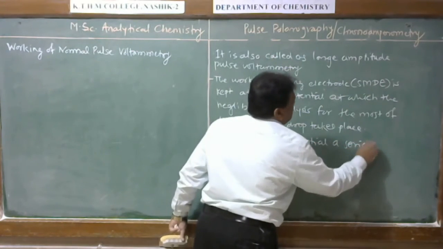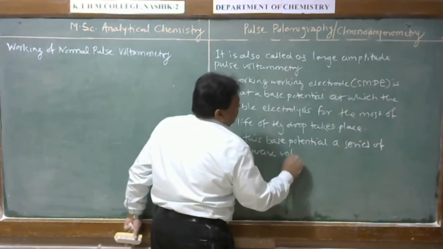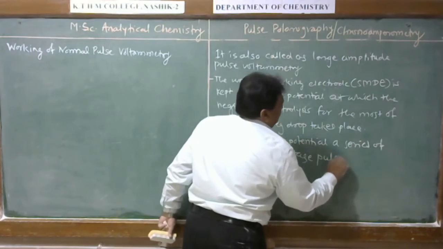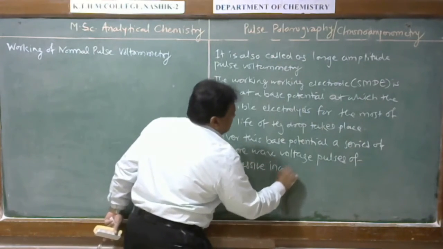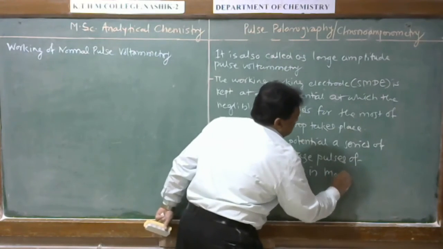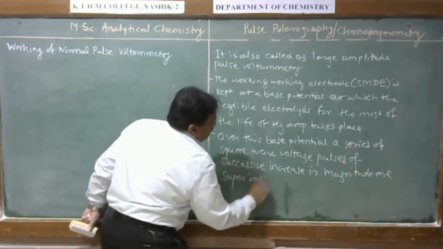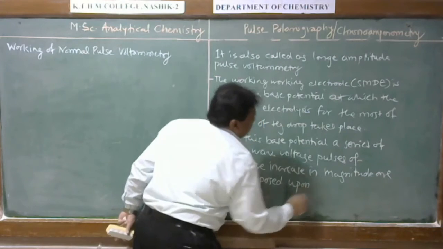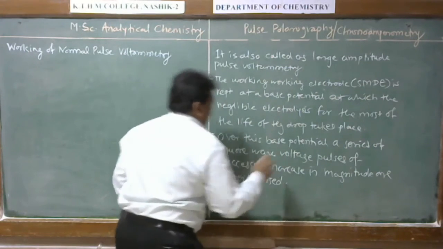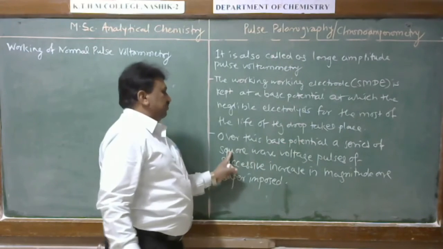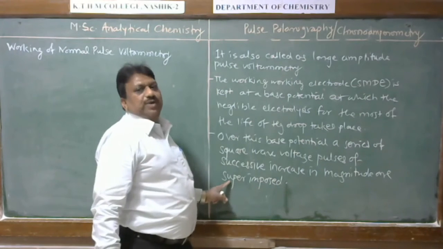Over this base potential, a series of square wave voltage pulses of successively increasing magnitude are superimposed upon a constant DC potential line. That means a series of square wave voltage pulses of successively increasing magnitude are superimposed over this base potential.